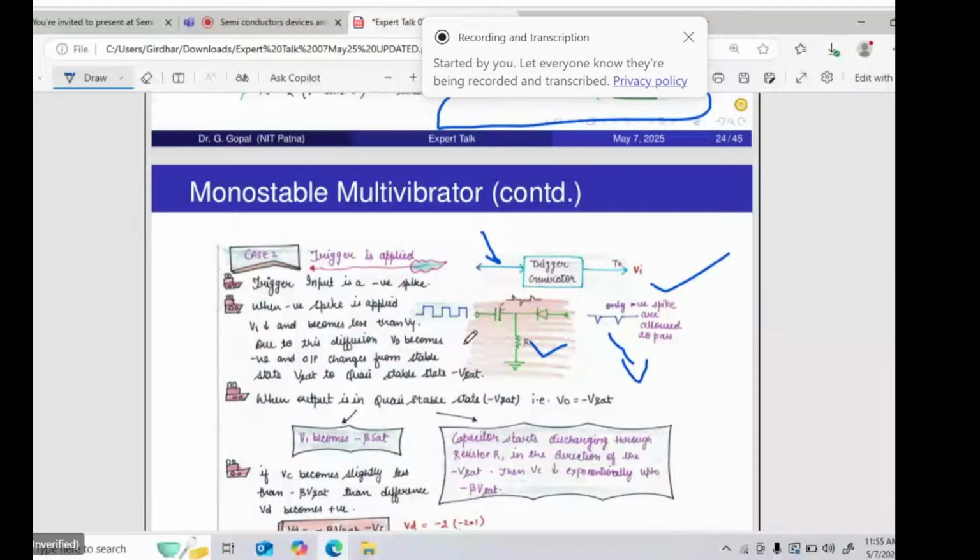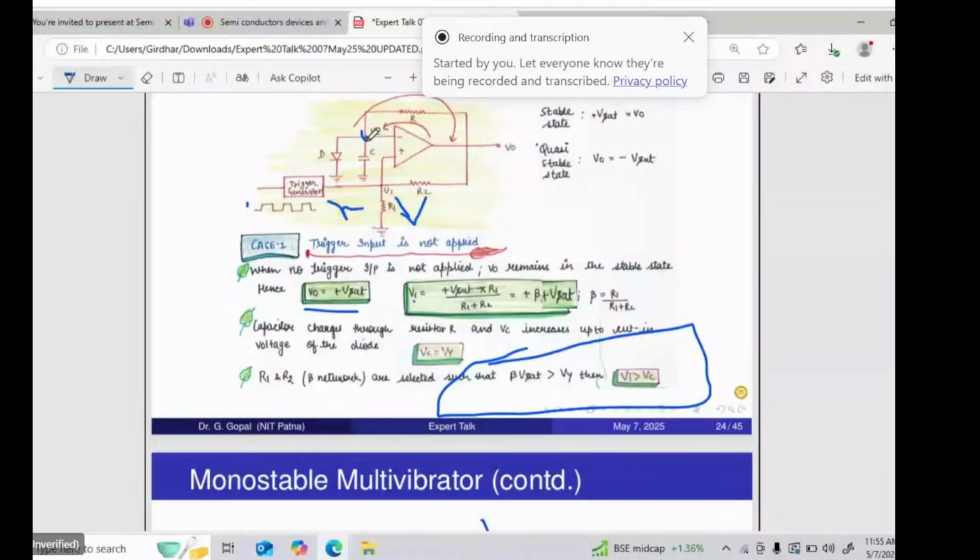Due to the negative spike, this voltage V1 will decrease. And what is the voltage Vc here? Vc is nothing but V gamma, the cut-in voltage. If V1 is decreasing and becomes less than V gamma, what is Vd here? Vd is the difference V1 minus V gamma only. Now V1 is less than V gamma, so Vd is negative. If Vd is negative, then the output will switch.